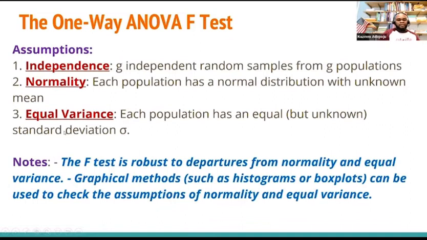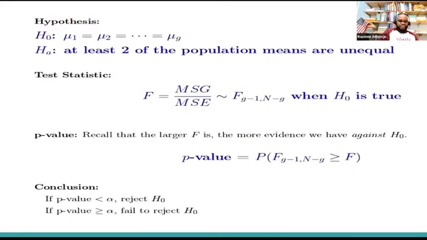Now, it has been proved that the F test that we're going to use, which we call the ANOVA test, is robust to departure from normality and equal variance. So you don't need to be scared about that. And of course, graphical methods, like histograms or box plots, can be used to check the assumptions of normality and equal variance.